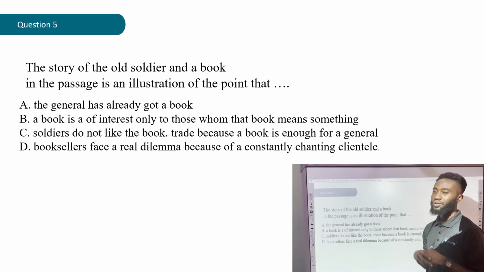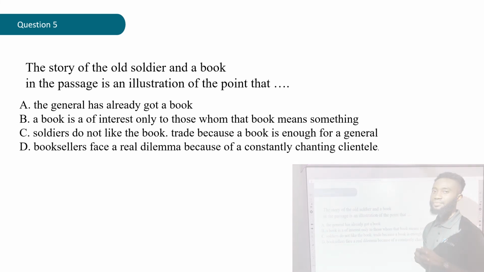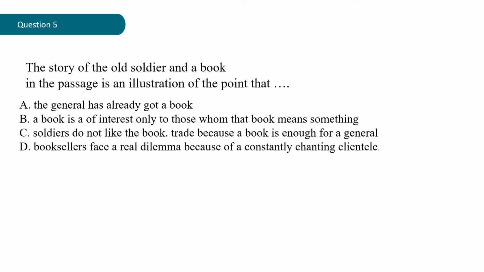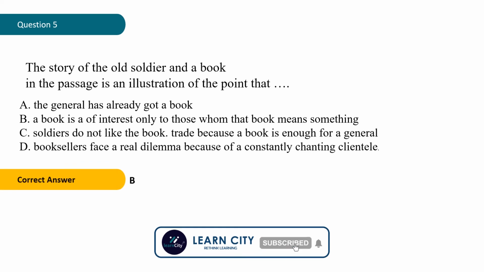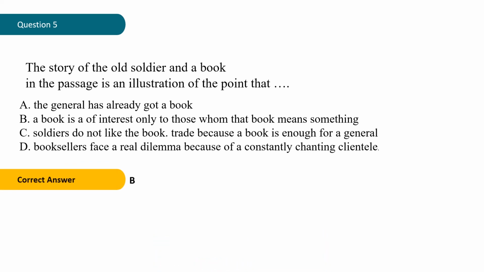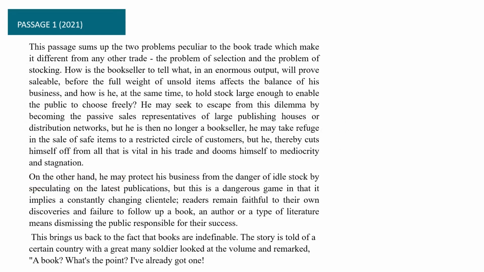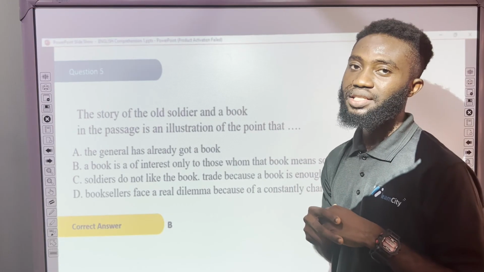Now, what do you think the correct answer is? Why not go over it? The correct answer then is that a book is of interest only to those to whom that book means something. You could check this in the last paragraph of the passage.